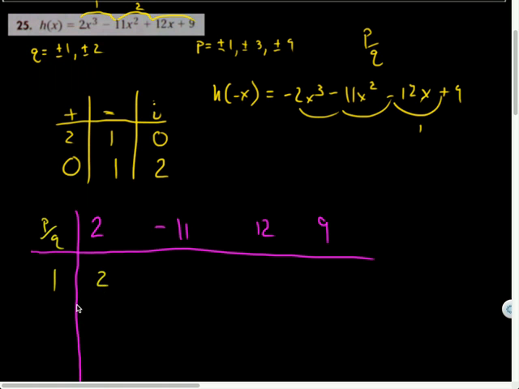Bring down the 2. 1 times 2 is 2. With a negative 11 is negative 9. So if you're just joining us here, I'm skipping some of the synthetic division steps. I'm doing some of that math in my head just to make it quicker. 1 times negative 9 is negative 9, plus 12 is 3, bless you. 1 times 3 is 3, with 9 is 12. So this remainder being 12 is not 0, indicating that 1 is not a root, so I need to keep searching.